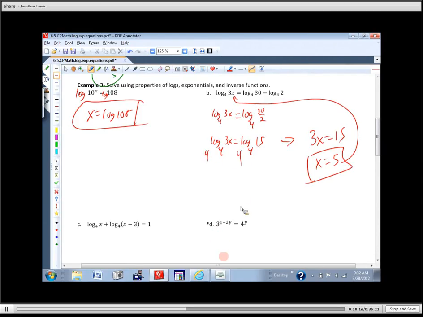Exponential base 4. Exponentiate both sides. This side is a 3x because these two undo each other. Those two undo each other. And we end up with 3x equals 15. I don't really care how you do it, okay? But it would be good if you kept that in mind sometimes, that you can exponentiate to undo a logarithm. Okay? It does come in handy. Any questions?